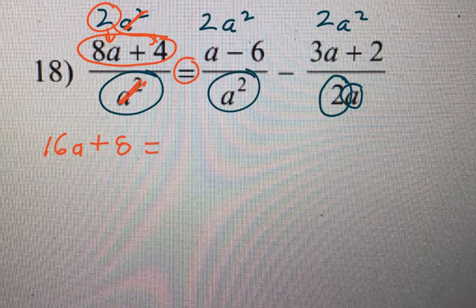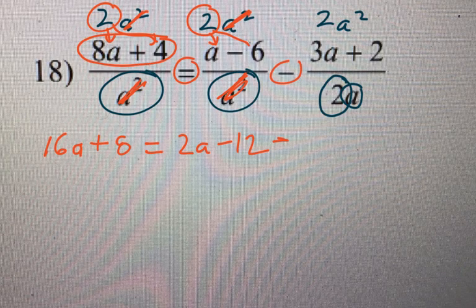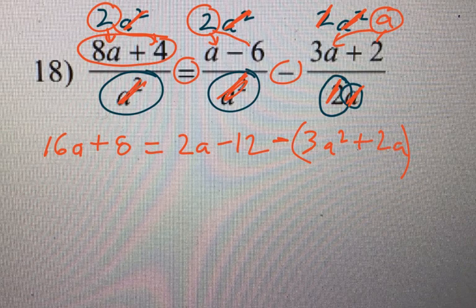We have a equals. Here the a squareds cancel. So this 2 I must distribute again. 2a minus 12. We have a minus. Let's be careful. Always get in the habit of using parentheses. Let's see what happens here. The 2's cancel. The a with a squared cancels a. So I have to distribute this a. So I have 3a squared plus 2a. So I have 16a plus 8.